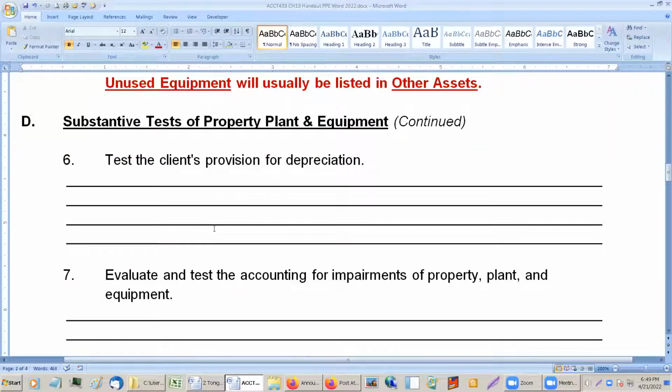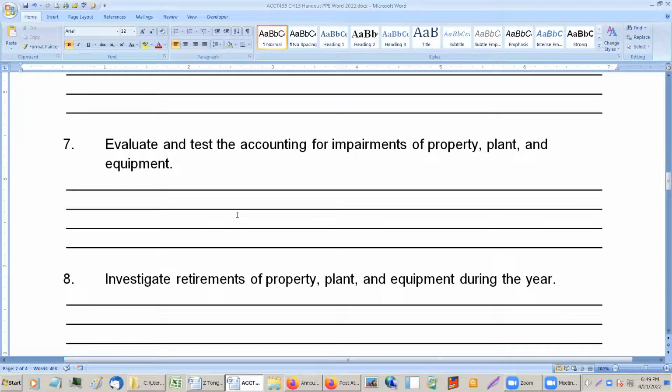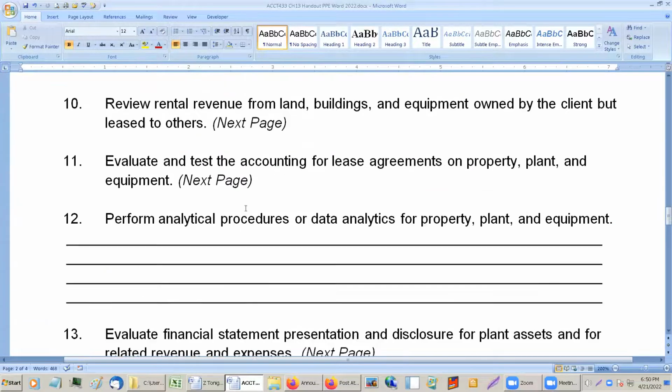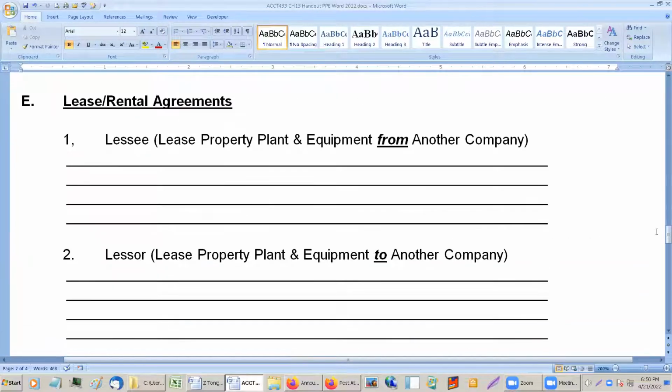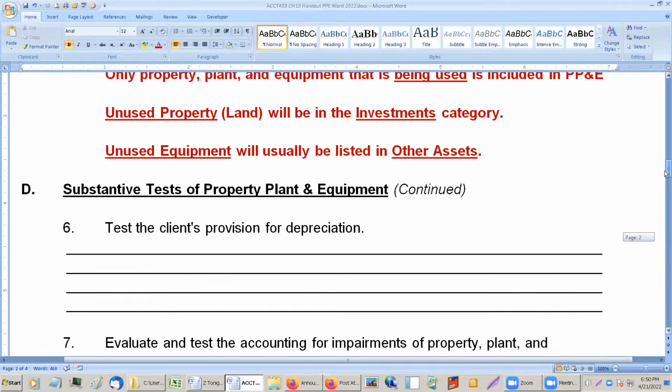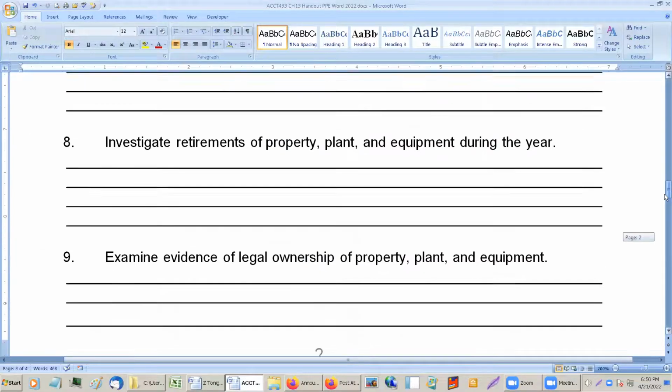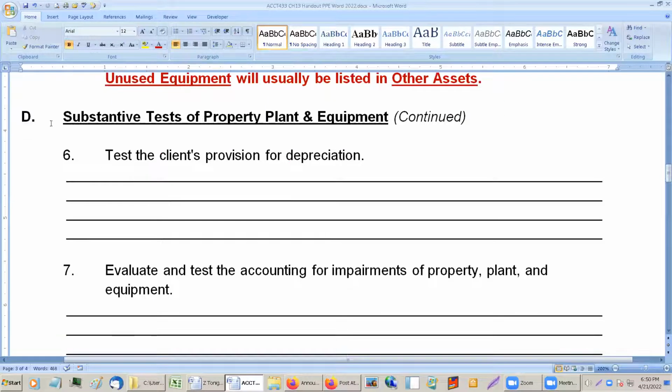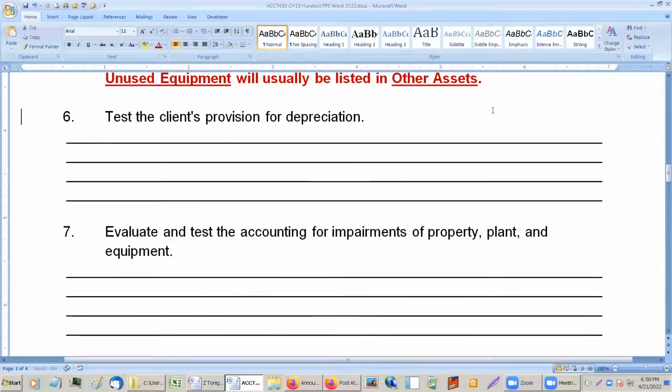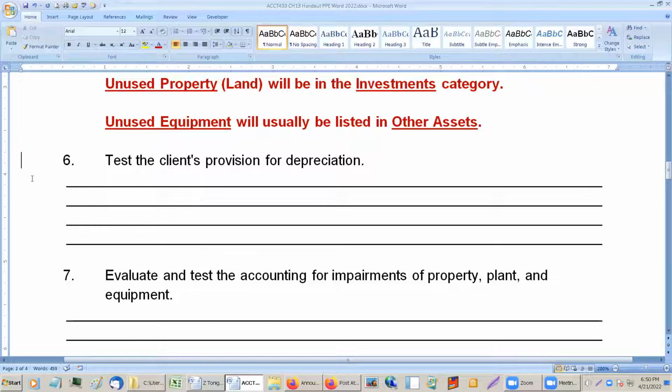Okay. Time is a little more than I thought. Okay, and we'll push on. We'll see if we can finish up some of these. Okay, so we're still on testing it. Okay, client's provision for depreciation.